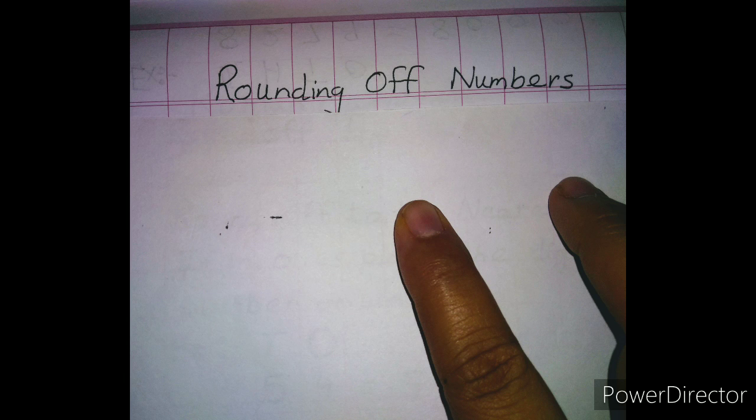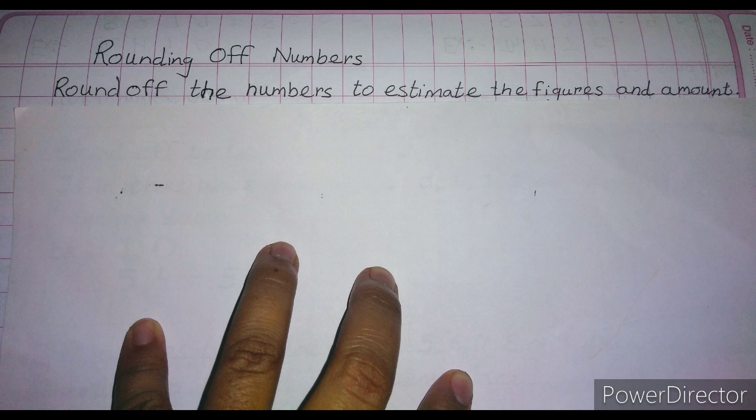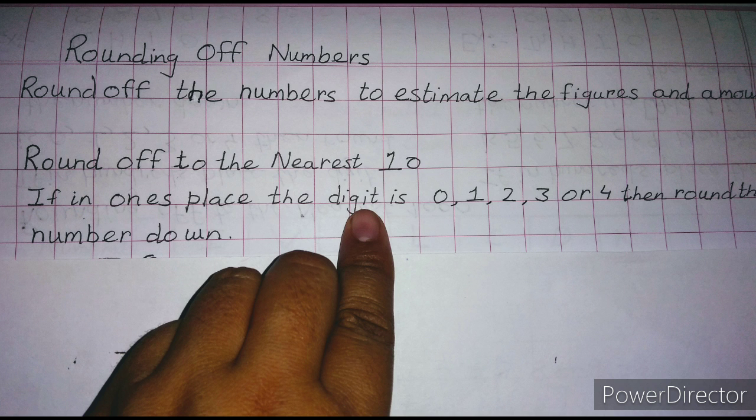The next topic is rounding of numbers. Rounding of numbers means to give the approximate value of the number or to estimate the figures and amount. First we will go for rounding off to the nearest 10. Rounding off to the nearest 10 means if in ones place the digit is 0, 1, 2, 3 or 4, then we will round it down.